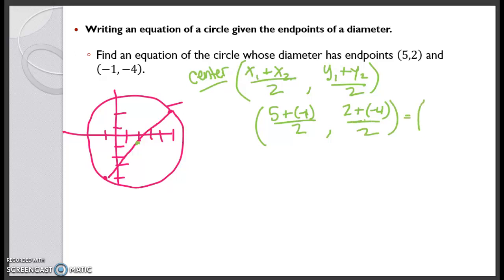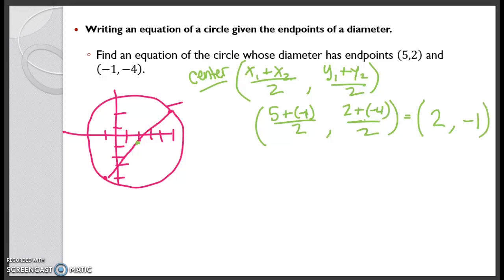So what's that point going to be? 5 plus -1 is 4 over 2. So that's going to be at 2. Now pause. Why was I questioning my math? Well, I drew the picture. That doesn't look like it's at -2. It looks more like it's at 2, right? So that's where that came from. And then my y value is going to be 2 plus -4, which is -2, divided by 2, so at -1. So according to my really roughly drawn picture, that looks about right.